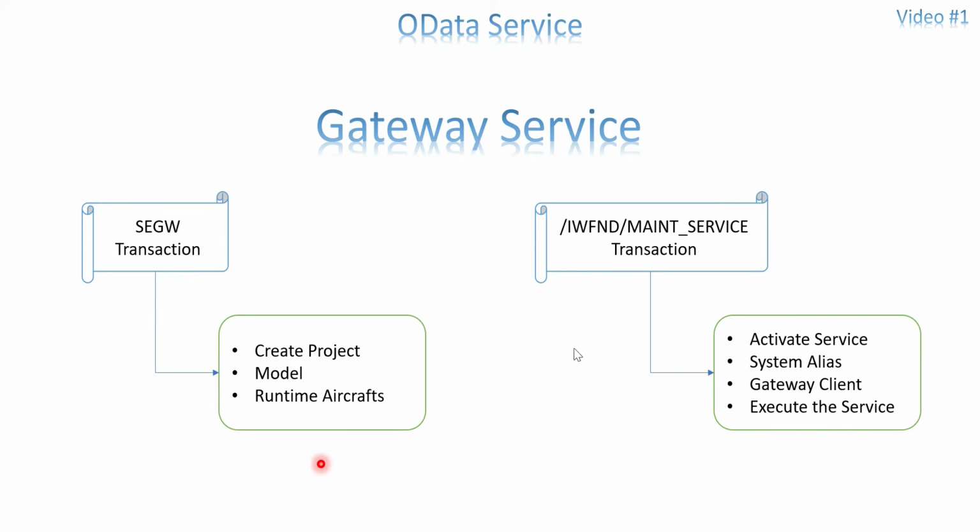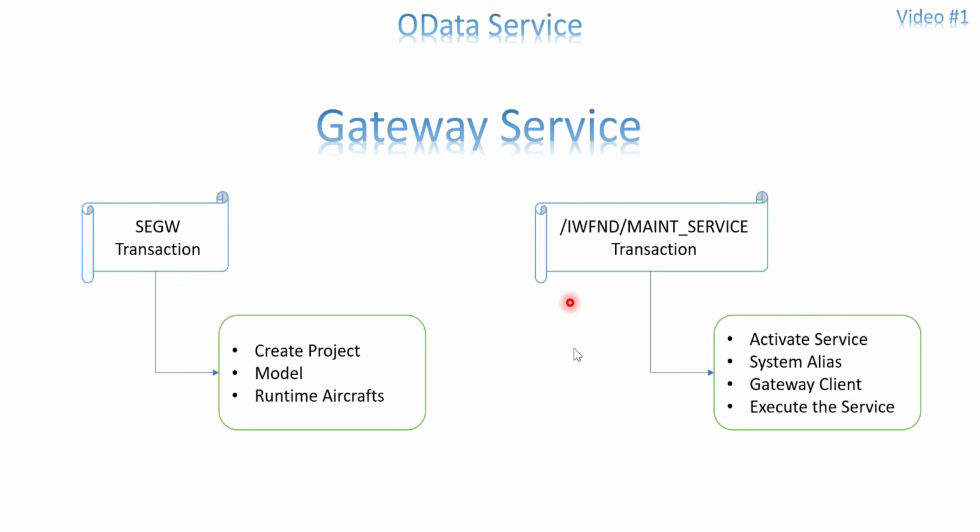Once the project is ready, that needs to be activated. Okay, or I can say create an activator. So for that it's a lengthy transaction. You have to use /IWFND/MAINT_SERVICE transaction. So here what I'm going to do is I'm going to find my service. Once you create an OData project and generate, automatically it creates a service for your project. So we need to find a service for my project. Normally the naming convention is the project name underscore SRV.